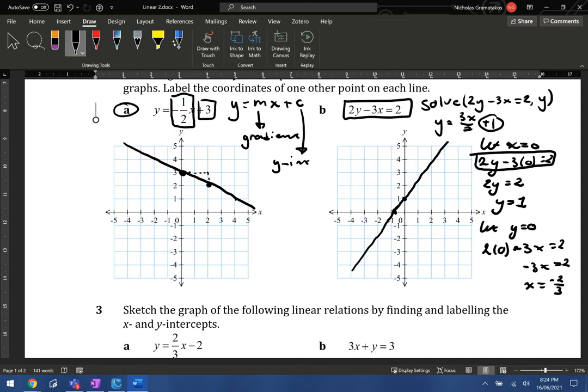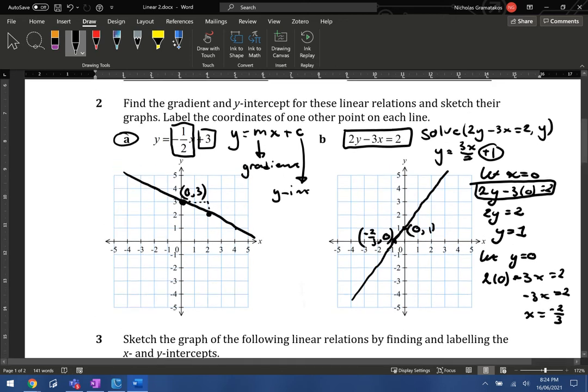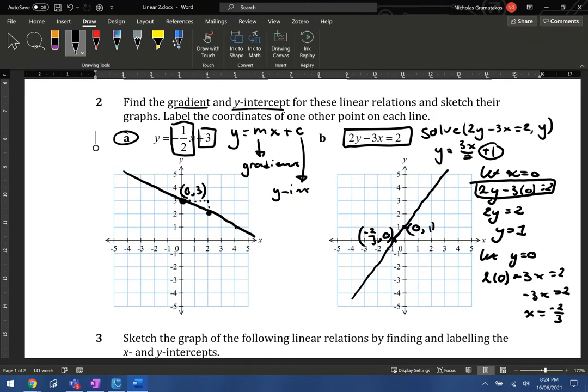Not too shabby. I quite like it. One thing that I haven't done on this example, which you should always do, is label your points. So that would be 0, 1, and that would be -2/3, 0. Always good to label your intercepts. Let's do the same over here. Nice. Not too scary. In either case, we've still found the gradient and y-intercept by turning it into our special format.